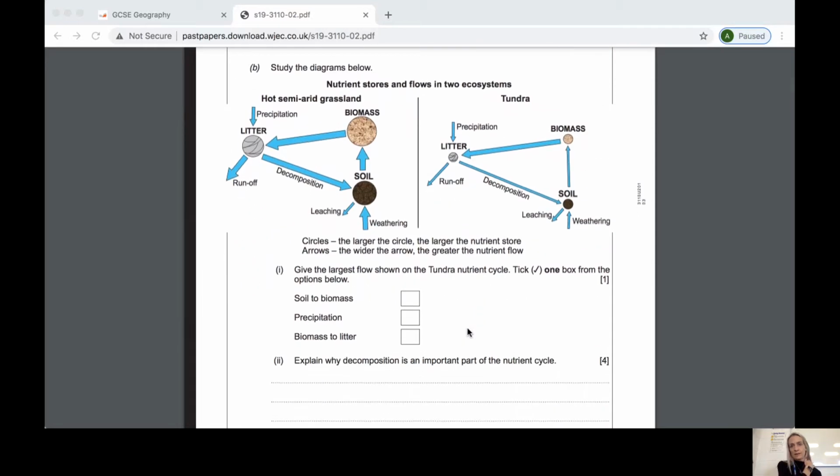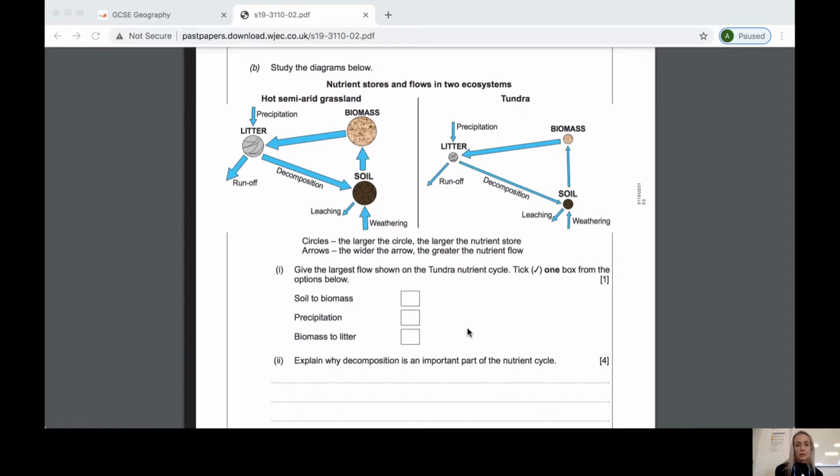The next one then is about nutrient cycles and the nutrients moving around ecosystems. So it says, study the diagrams below. Nutrient stores and flows in 2 ecosystems. You've got a hot semi-arid grassland and a tundra. Okay, so tundra is very far north on the map, northern Russia, northern Canada. So you've got frozen soils, they're very cold regions. They remain cold for the majority of the year, only melting during springtime, and even then it's not very warm.